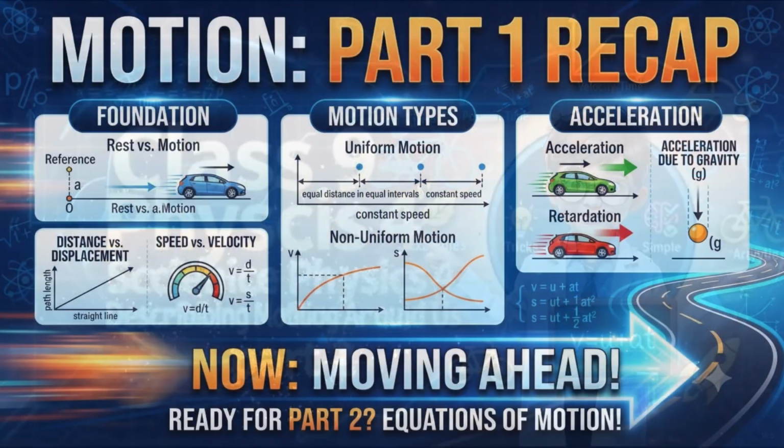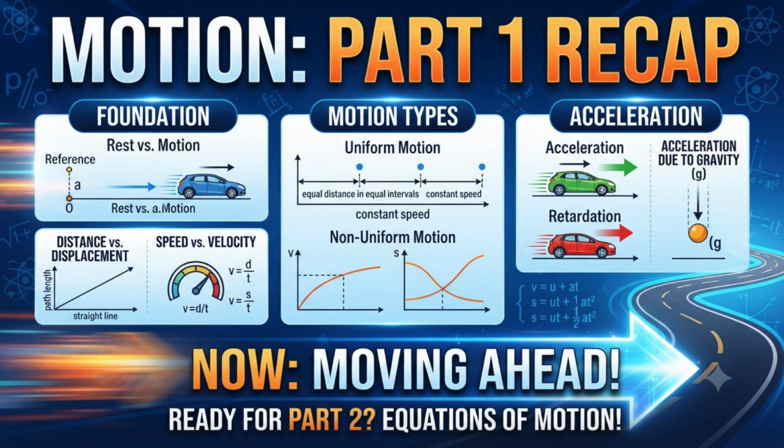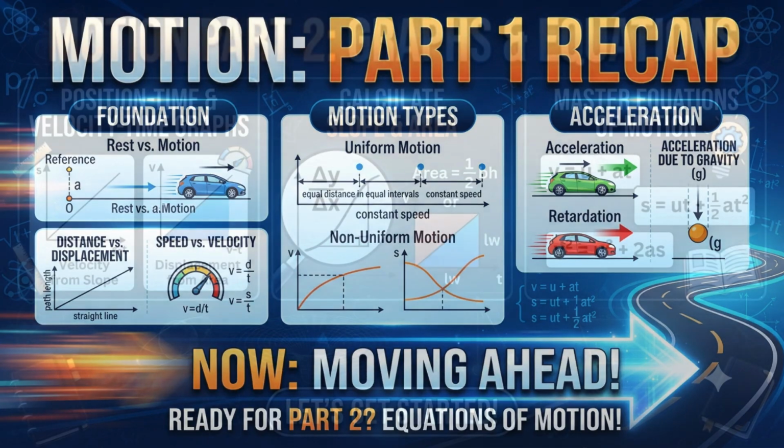In part 1 of this chapter, we built a strong foundation by understanding the basics of motion. We learned what motion is, how a reference point helps us describe the position of an object, and why the same object can be in motion for one observer but at rest for another. We also explored the difference between distance and displacement, understood average speed and average velocity, learned about uniform and non-uniform motion, and finally studied acceleration, retardation, and acceleration due to gravity.